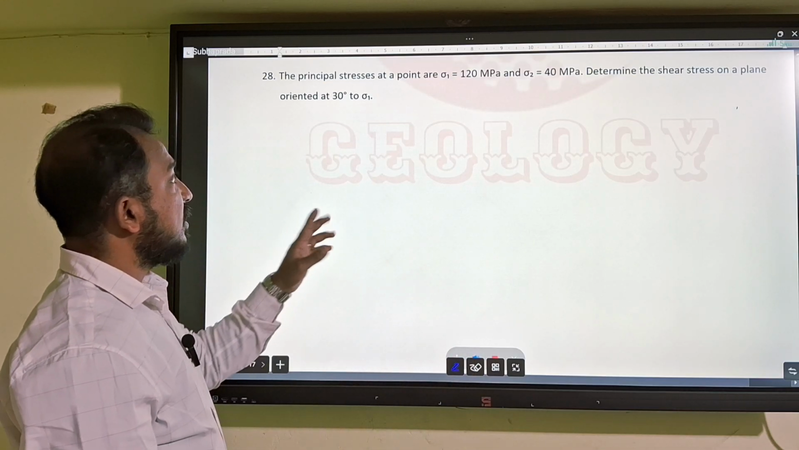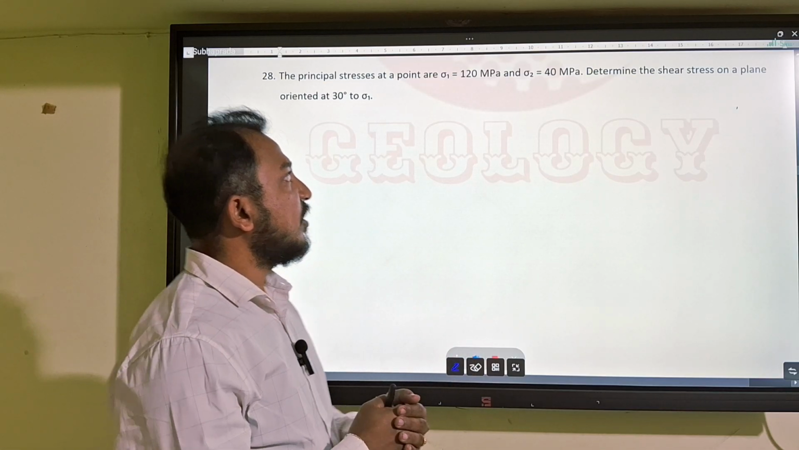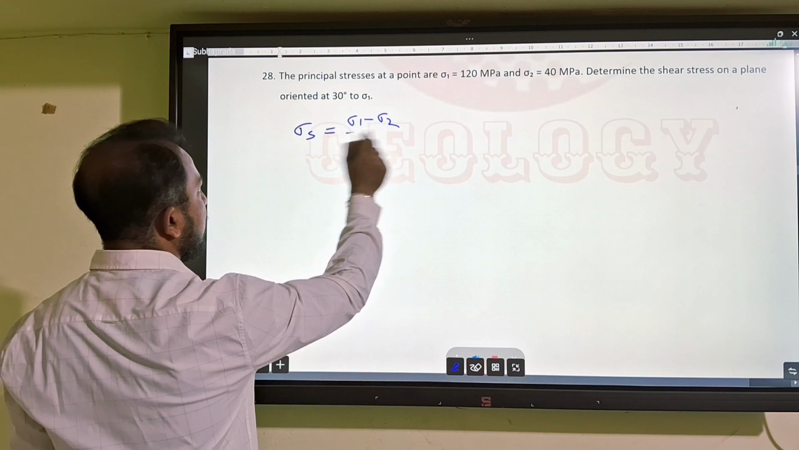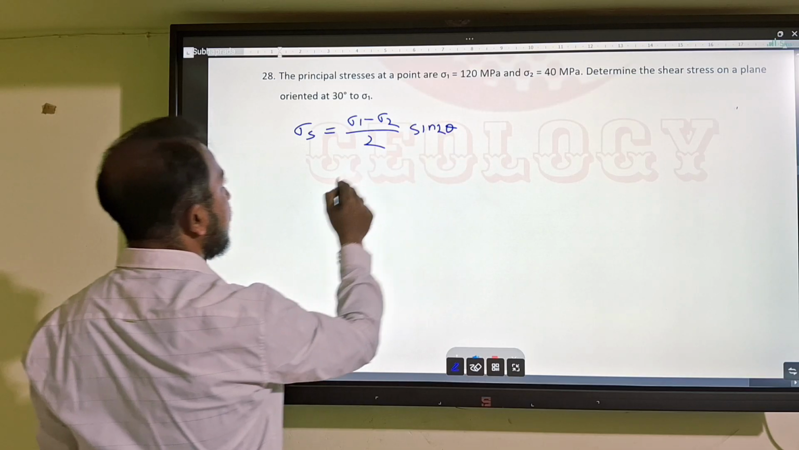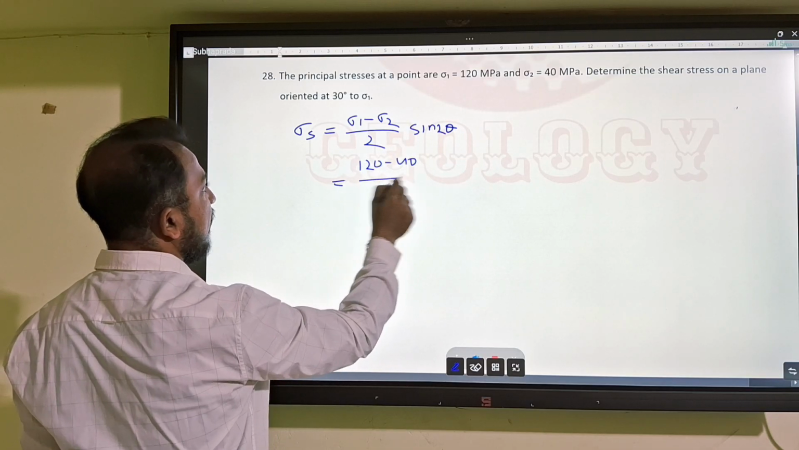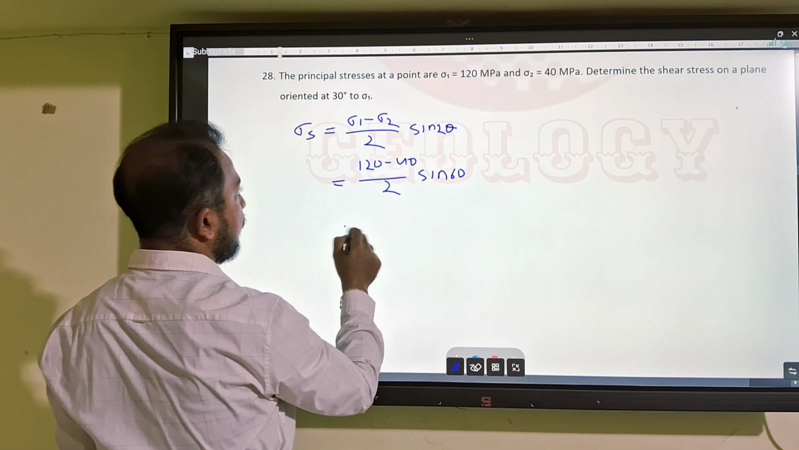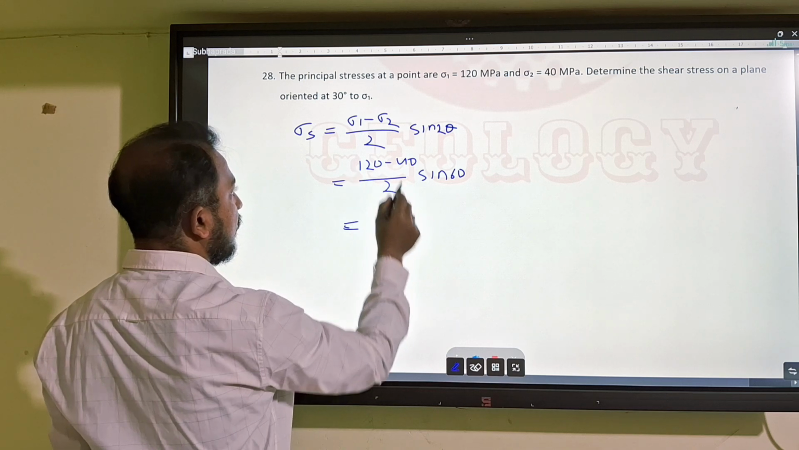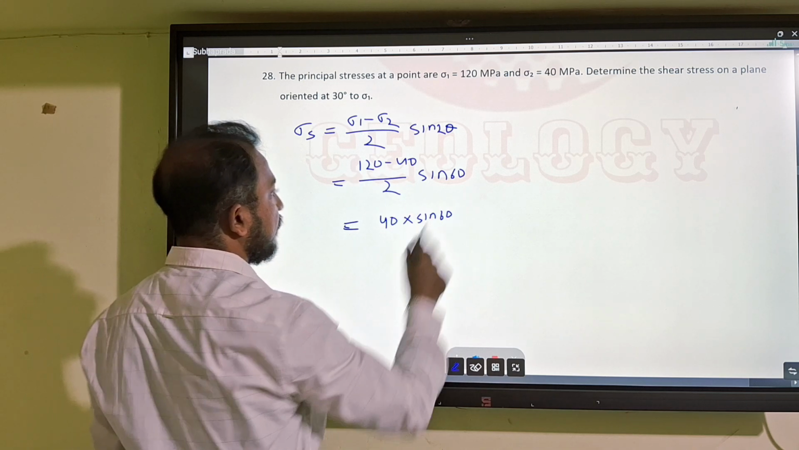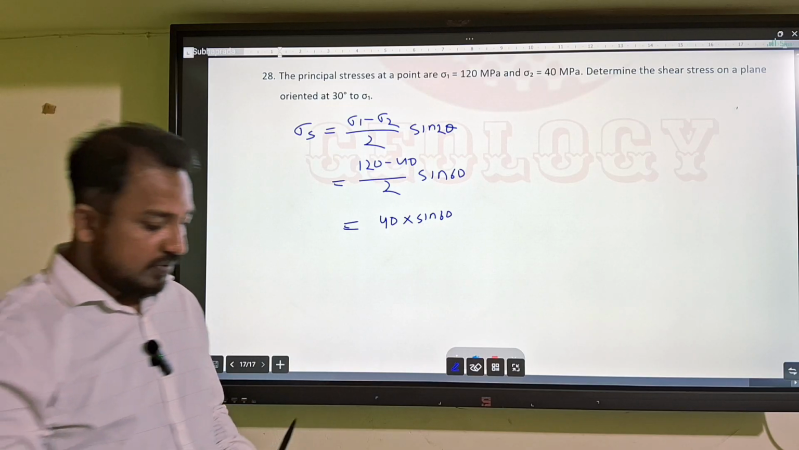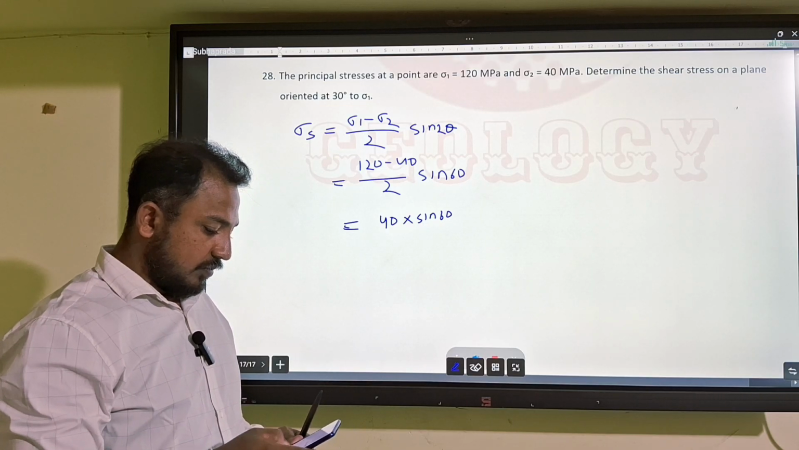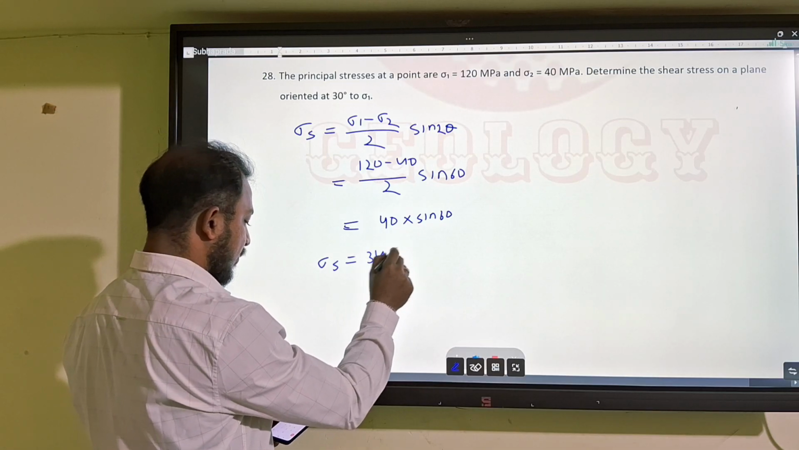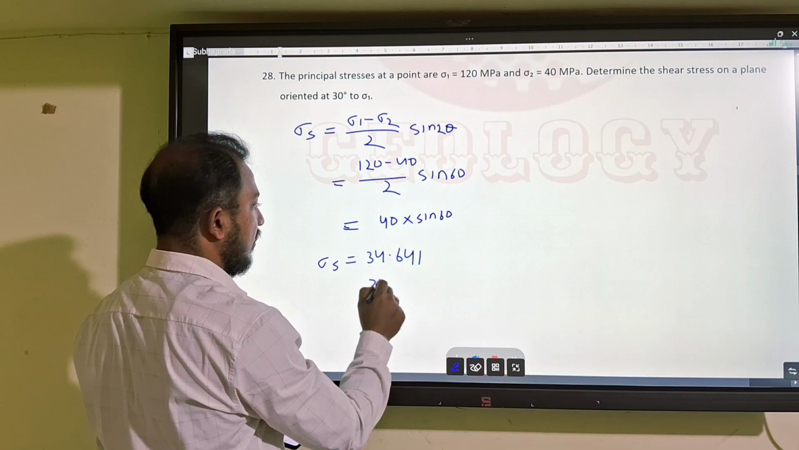Next question, the principal stress at a point sigma 1 is 120 MPa, sigma 2 is 40 MPa, determine the shear stress. So I have to calculate the shear stress, directly put the formula (sigma 1 minus sigma 2) by 2 into sine 2 theta. Sigma 1 is given 120 minus 40 divided by 2 into sine 60. So this will be 40 into sine 60. So sigma S will be 34.641 or 34.64.